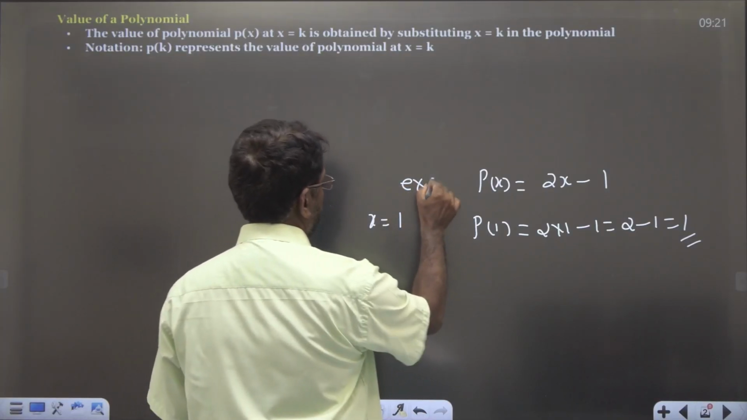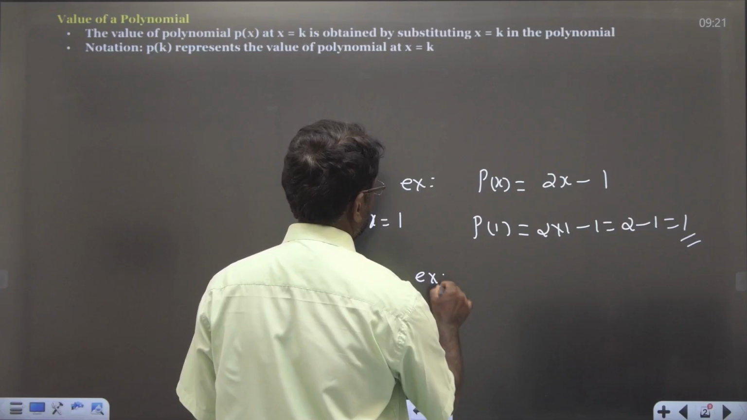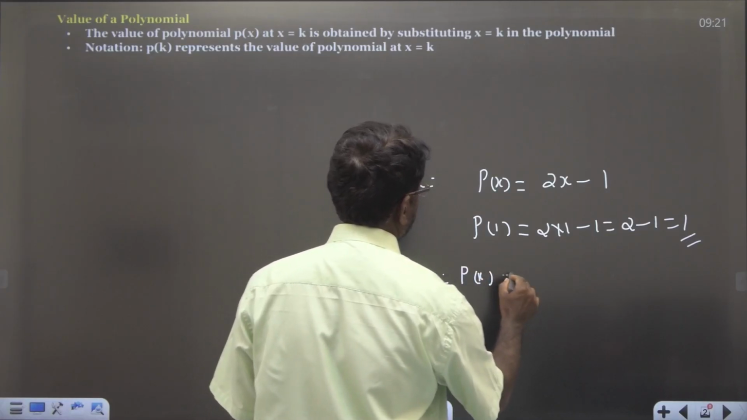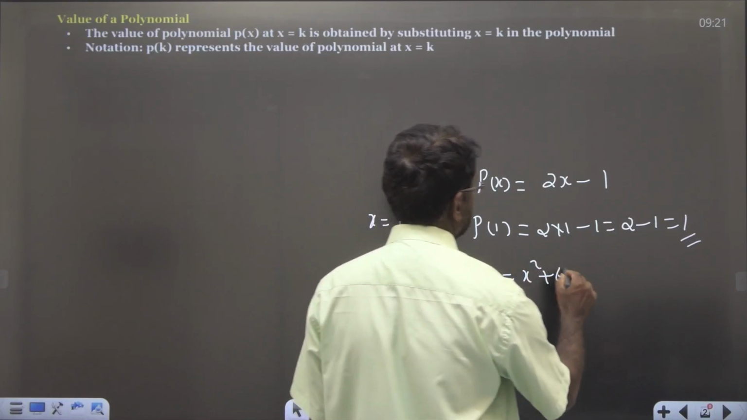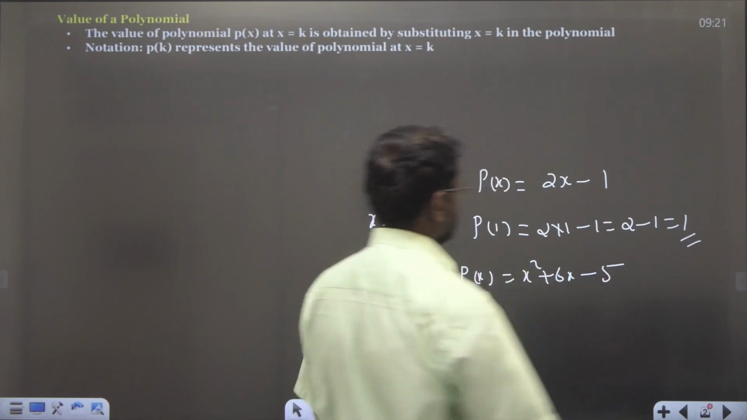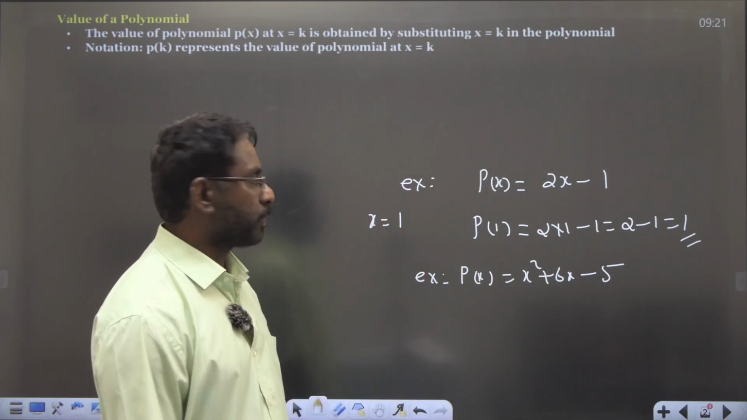Another example. Suppose p of x is equal to x square plus 6x minus 5.